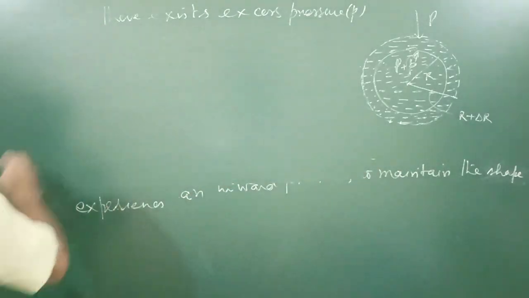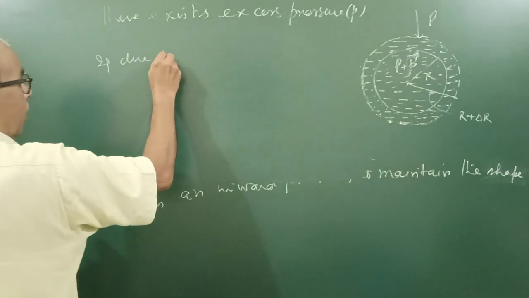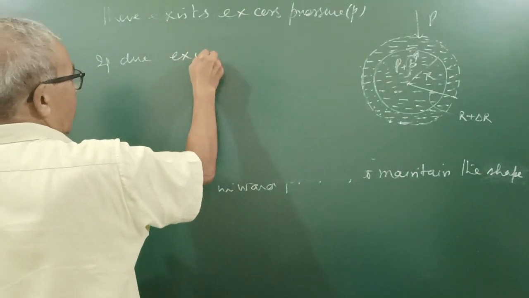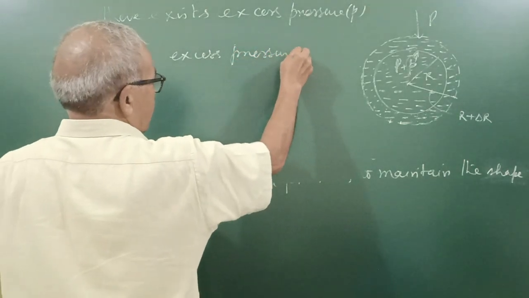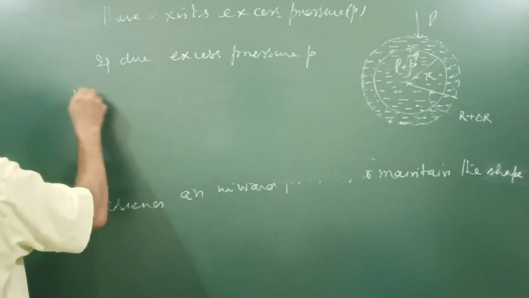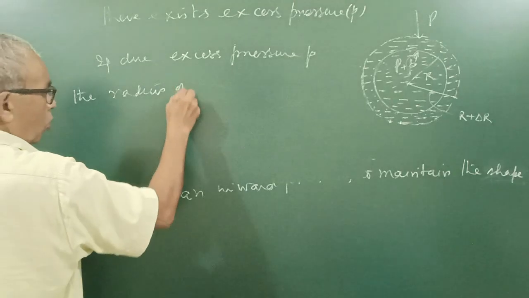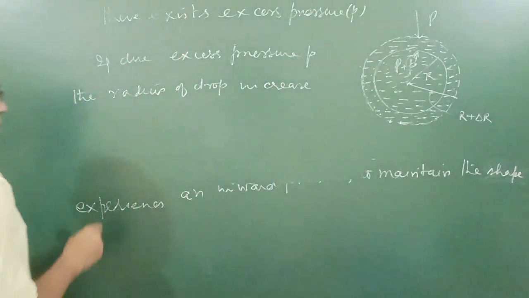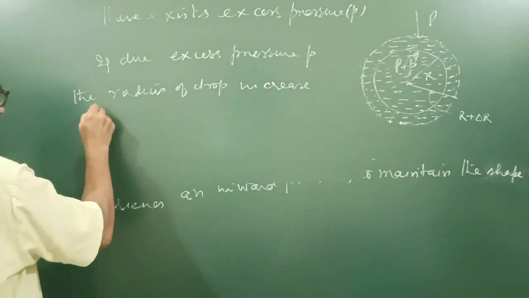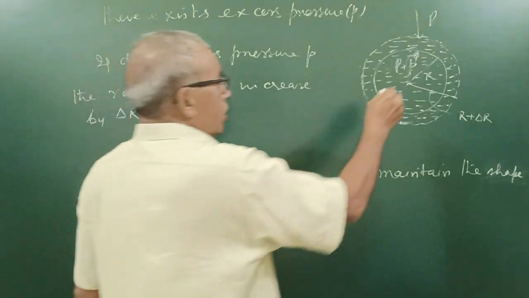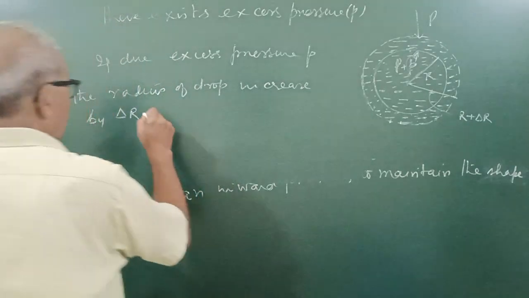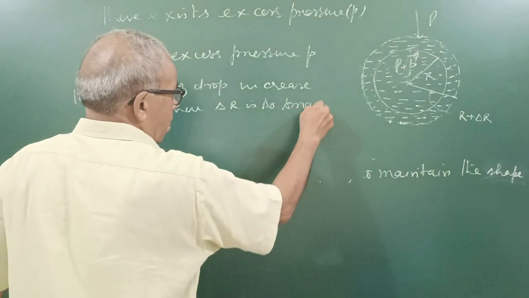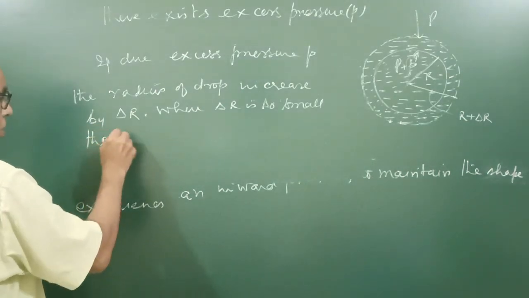Now if due to excess pressure p, the radius of the drop increases by delta R, initially it was R and now it becomes R plus delta R, where delta R is so small that small p does not change.